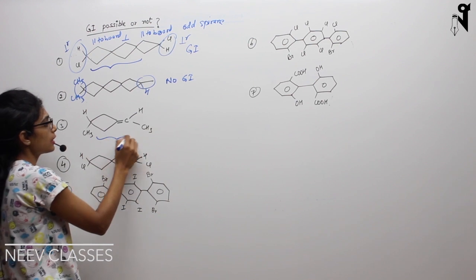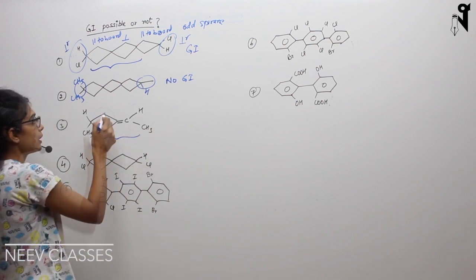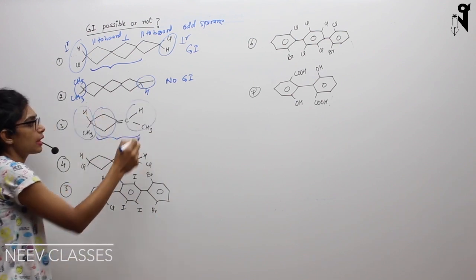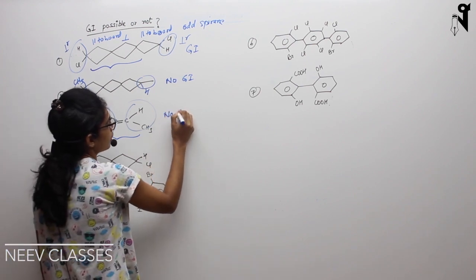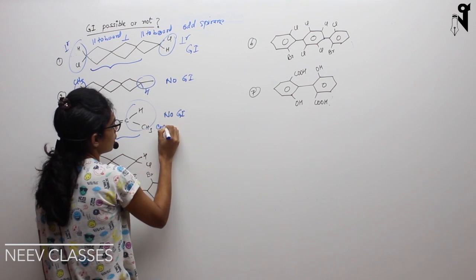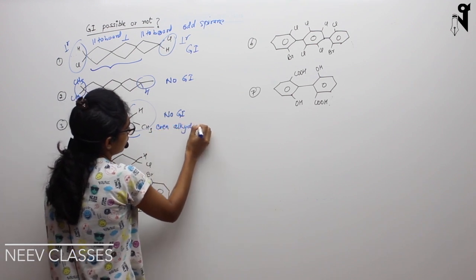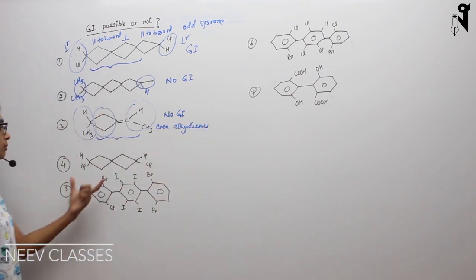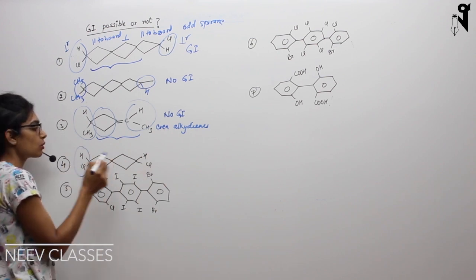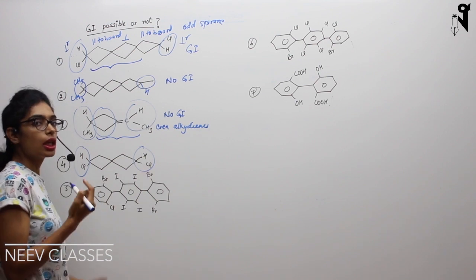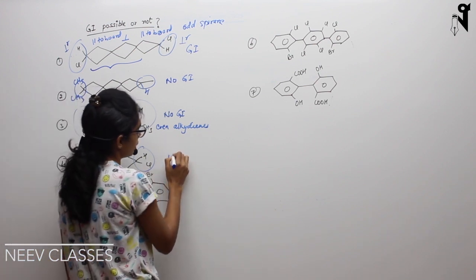This is even alkylidene. Basically, these HCH3 and this HCH3 are going to be in different planes, and hence no GI. This is even alkylidene. Okay, come to the next one. These two are going to be in two different planes, hence these groups are going to be in two different planes. Even spirenes, no GI.